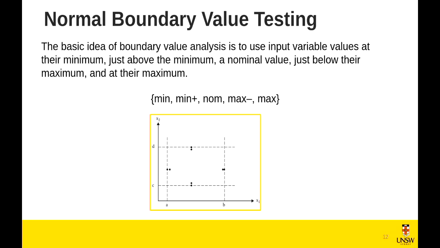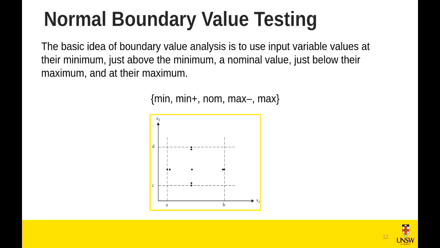But do you think this covers all the test cases we need for normal boundary value testing? No, I see someone shaking their head. Or not? So why not? Yes, there should be a normal one. So we should always test the normal values.